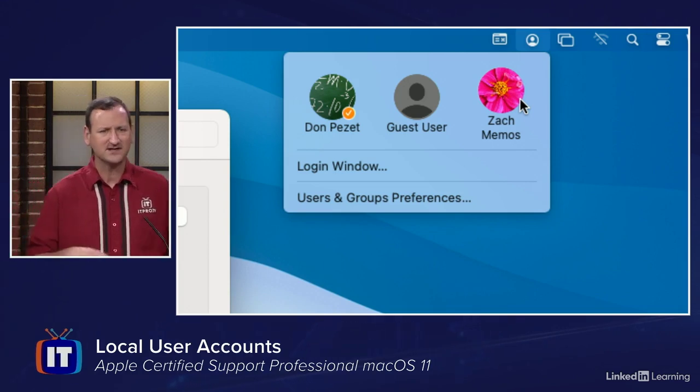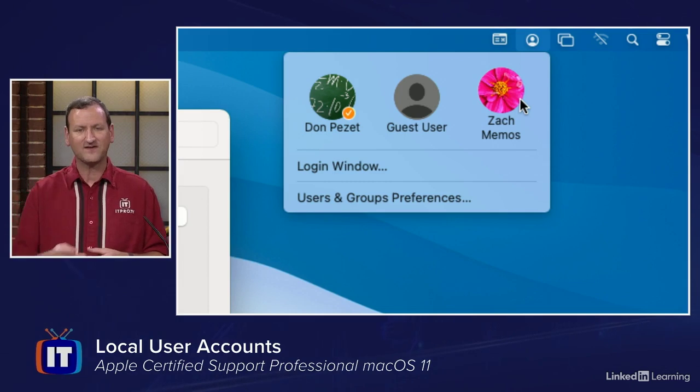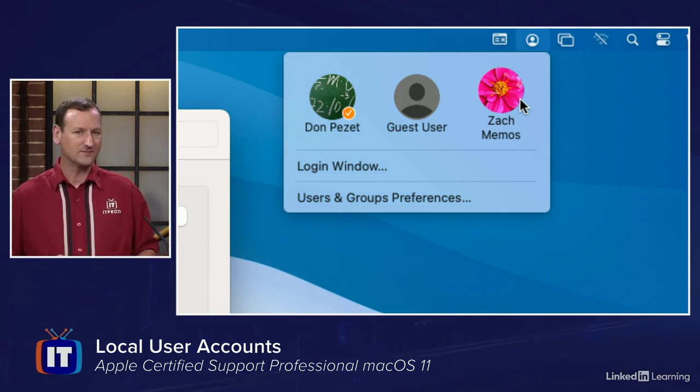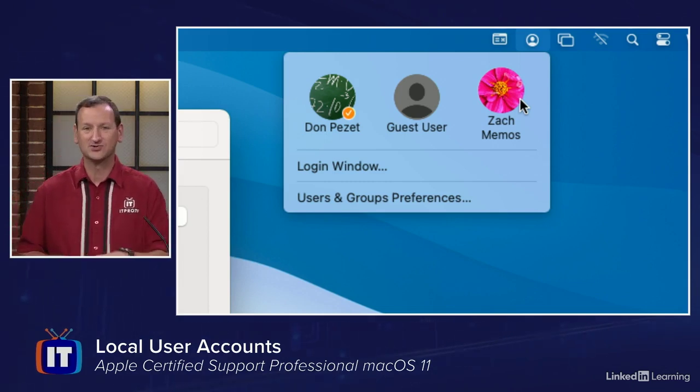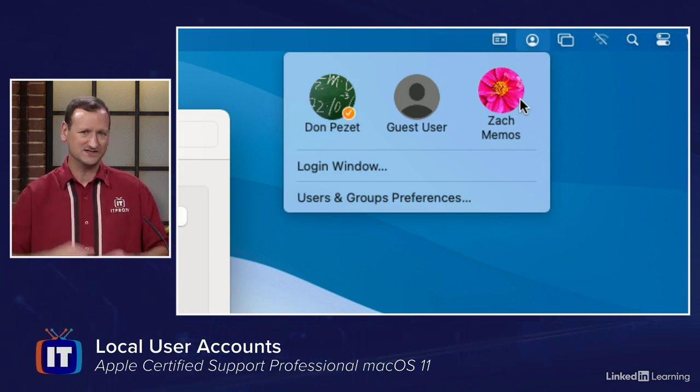Zach might come by and say, hey, Don, can I use your laptop for just 5 minutes? All right, well, I might be in the middle of something, but I can fast user switch. All my programs stay open and running in the background. Zach can now use the computer, and when he's done, I can just flip right back to me. Makes it really easy to share the system.